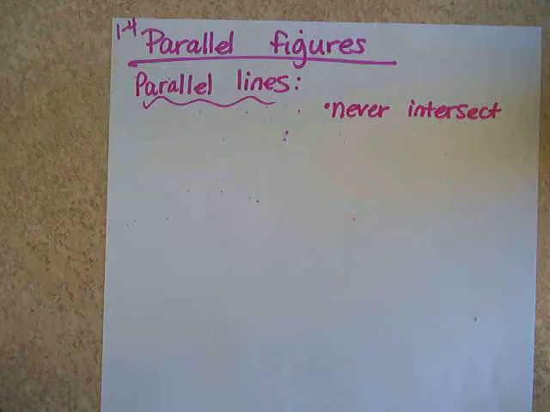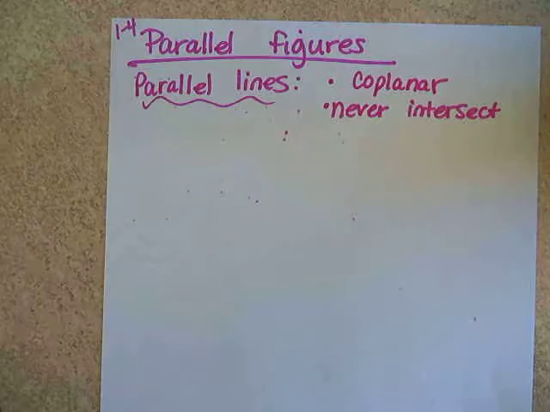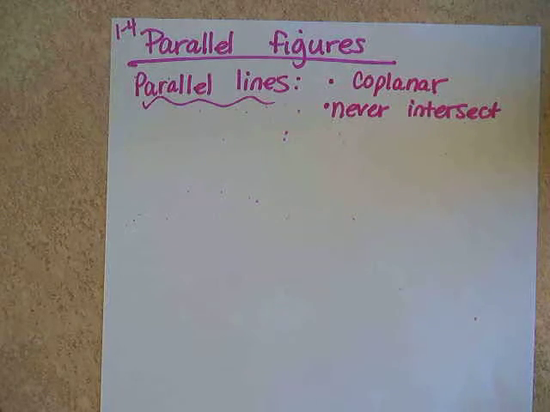That's almost enough, but we actually have two types of lines that never intersect, so we've got to be specific about the parallel. In order for them to be parallel, they also need to be coplanar. Parallel lines have to lie in the same plane. Okay? They could be like this, they could be flat.